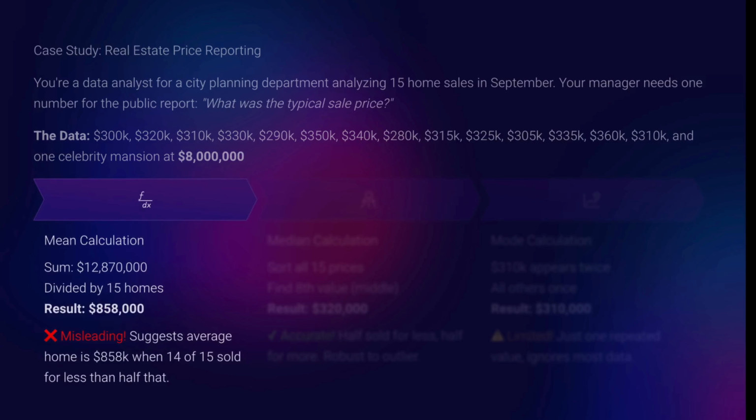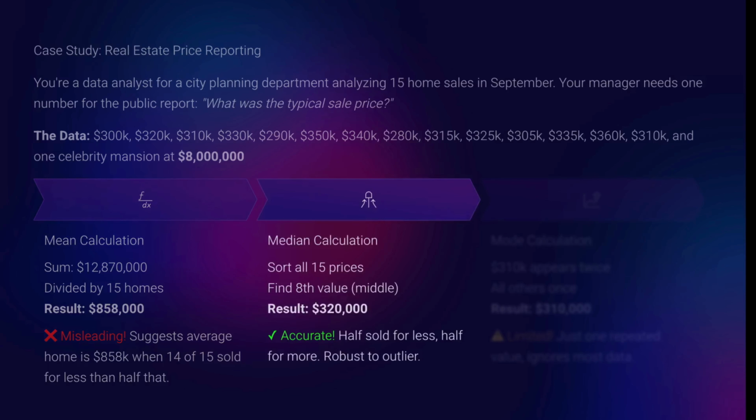Now you calculate the mean, and the mean turns out to be such a big number, but in reality, it is not so. All the other houses lie around 300K to 310K. Now this is super misleading. It suggests the average home is $858,000 when 14 out of 15 sold for less than half of that.